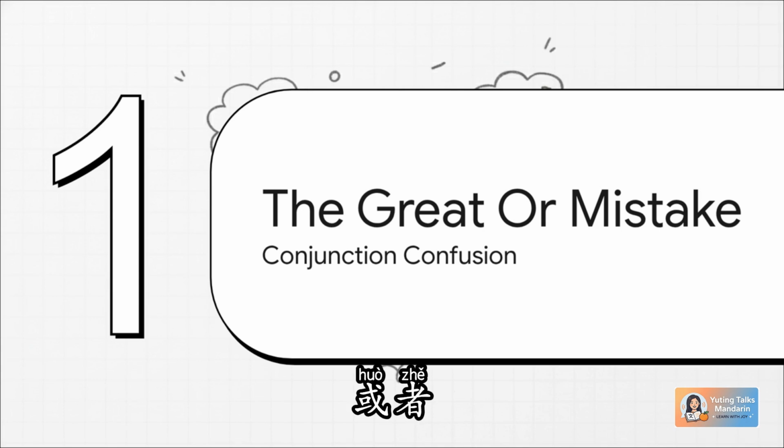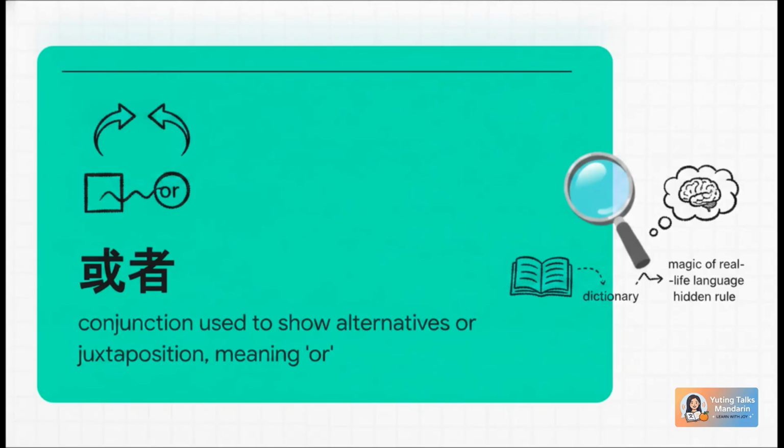The word Mark used was huòzhě. Now, it is indeed a conjunction used to show alternatives, and yes, it does translate to "or." So if you just look it up in a dictionary, Mark was completely right. It means "or." But this is exactly where the dictionary fails you and where real-life language learning kicks in. There's a hidden rule attached to this word.